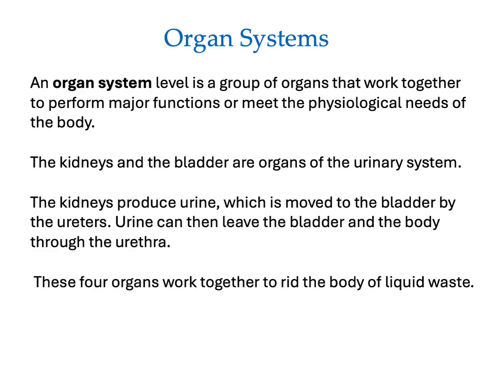Organ systems. An organ system level is a group of organs that work together to form major functions or meet the physiological needs of the body. The kidneys and the bladder are organs of the urinary system, for example. The kidneys produce urine, which is moved to the bladder by the ureters. Urine can then leave the bladder and the body through the urethra. These 4 organs work together to rid the body of liquid waste.